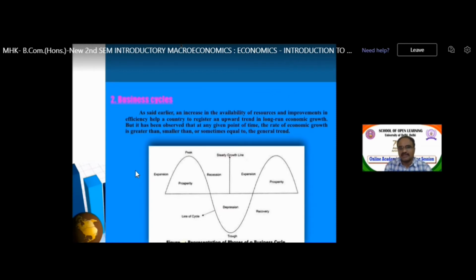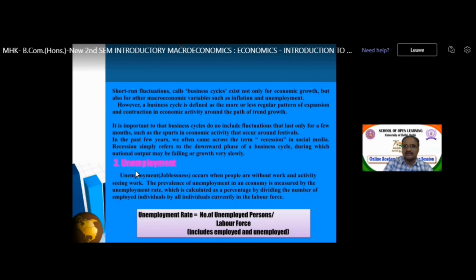Second basic issue is the business cycle. How the national economy fluctuates. So what is the business cycle? Already we discussed earlier that increasing the availability of resources and improving efficiency helps a country to register an upward trend in the long run economy. What is the point? Business cycles are the short run fluctuations that you can call business cycles. This is not only for economic growth but also for other macroeconomic variables such as inflation and unemployment. It will be displayed.